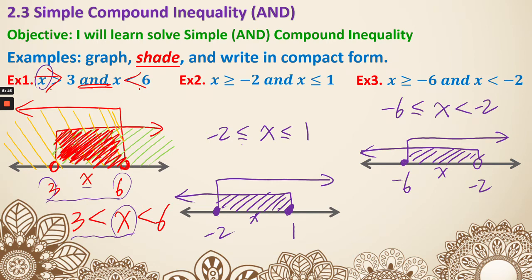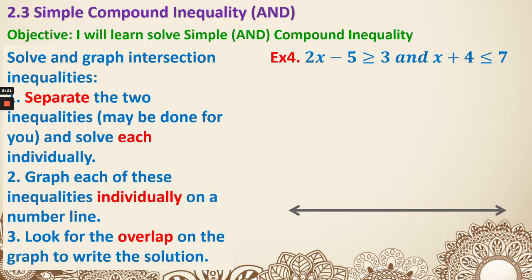That's example 3. Now let's get to some examples that are a little bit more complicated. Example 4. Here are the steps on the left side. Step 1. Separate the two inequalities. And this step may be done for you, and you are going to solve each inequality separately.